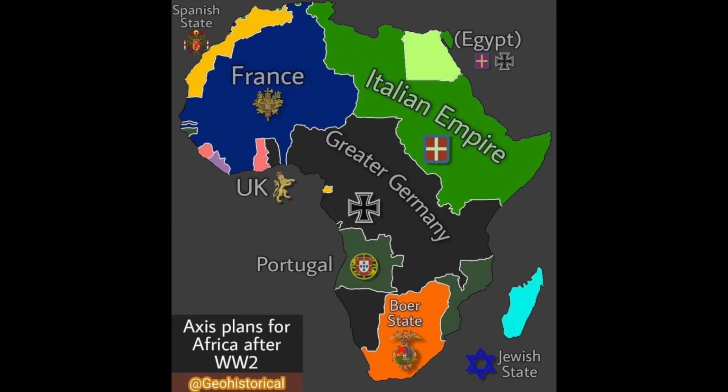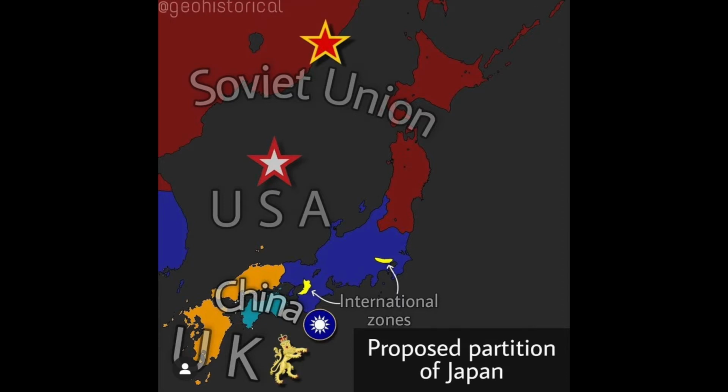So this is a map of potential Axis plans had they won World War II. This is Africa and how it would have been divided up with much of the land going to the Italian Empire and obviously Greater Germany as well. This was a proposed division of Japan in 1946, I believe, how they would divide Japan after the Japanese had surrendered between the Soviet Union, United States, China, and the UK.